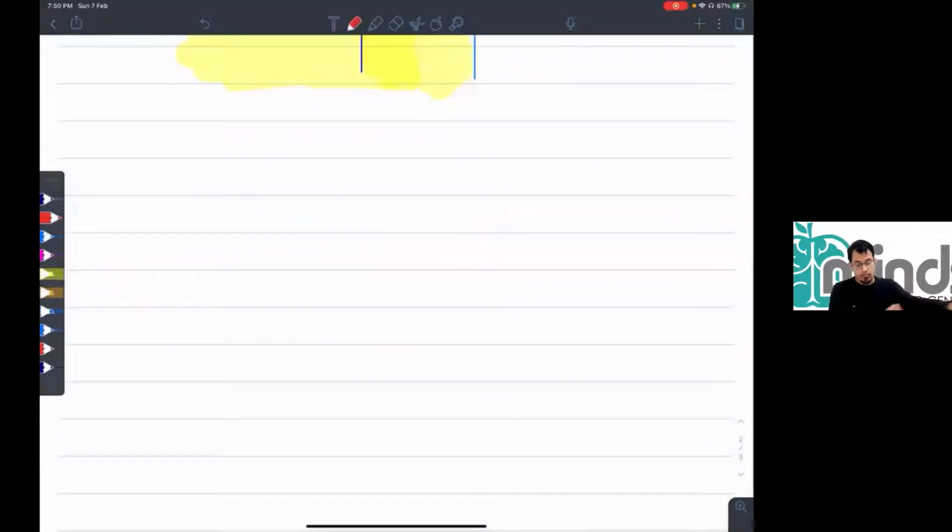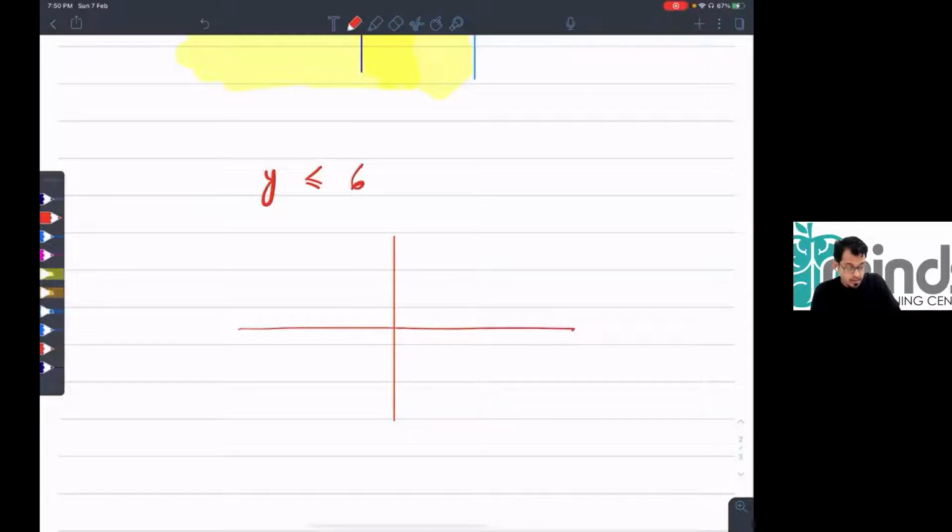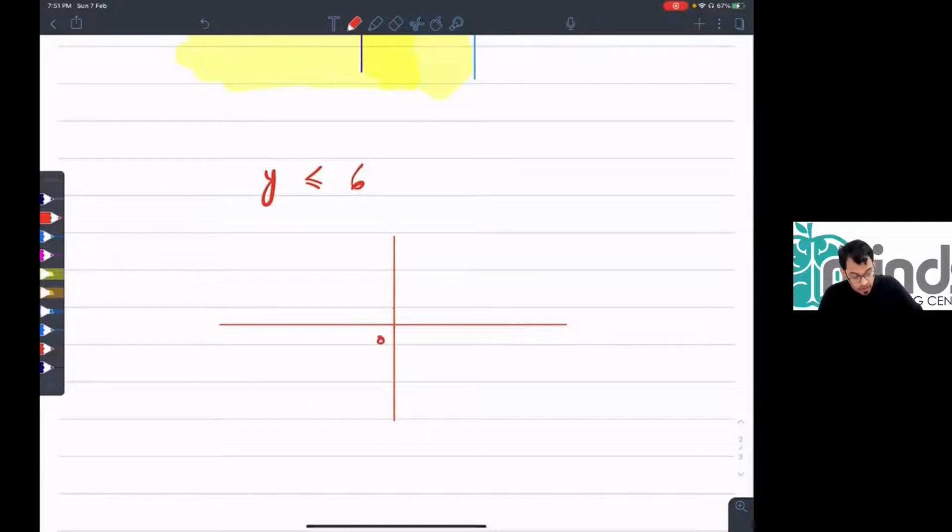Let's say we have y is less than or equal to 6. Now, you will draw the y-axis, you will draw the x-axis, and then you will calibrate it like 0, this is 2, this is 4, this is 6, this is 8. y equals 6 is actually a horizontal line, because y equals 6 means no matter what is the value of x, y will remain 6.